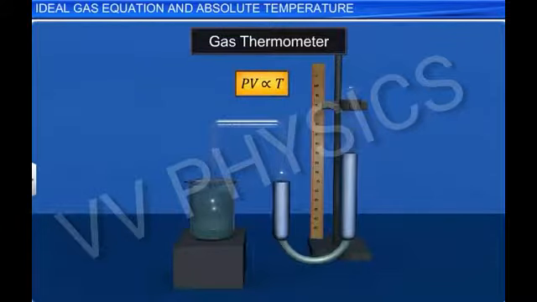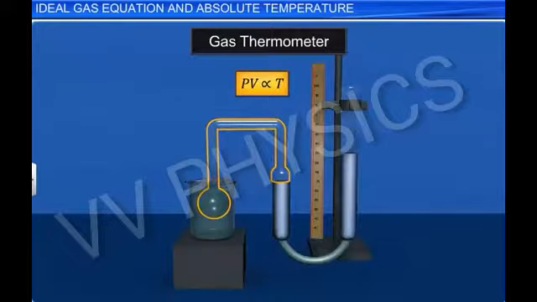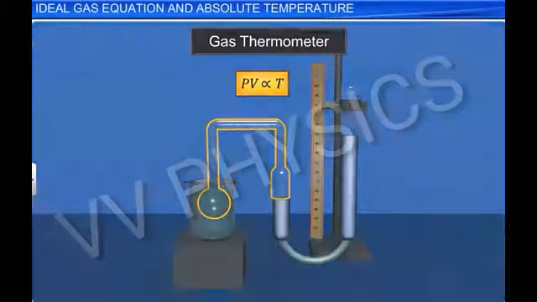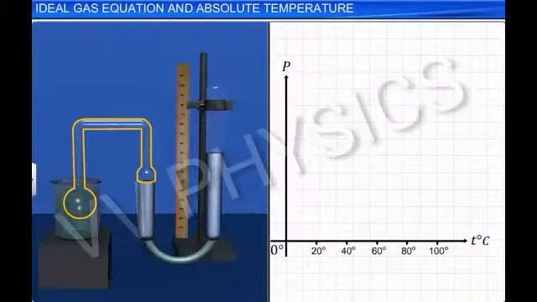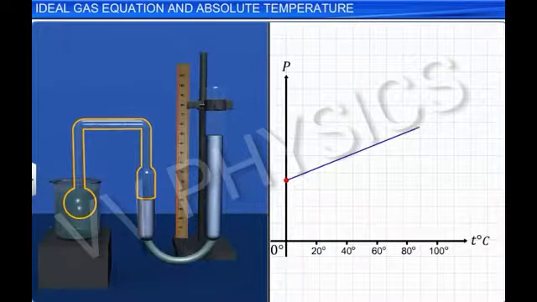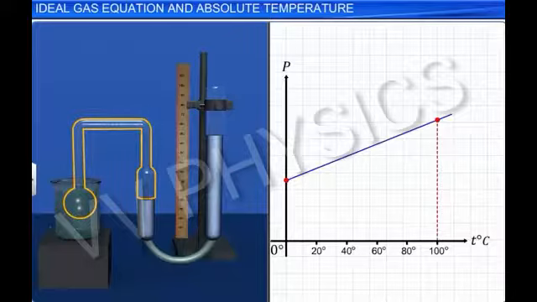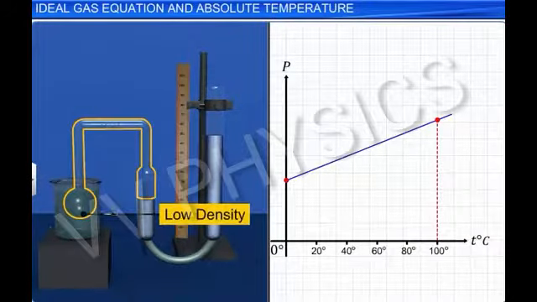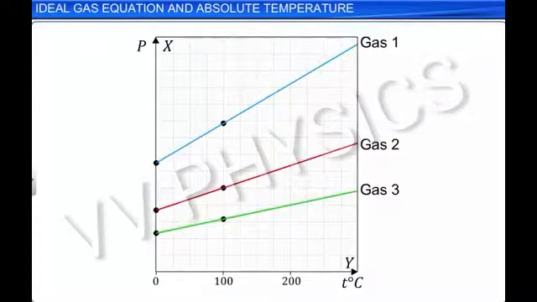Since PV is directly proportional to T, when the volume of a given sample of gas is constant, its pressure changes linearly with the temperature of the gas. When a graph is plotted between pressure and temperature, a straight line is obtained. If the density of the gas is low, the graph will be a perfect straight line for all gases over a large temperature range. Let's look at the pressure-temperature graph for different gases at low density.